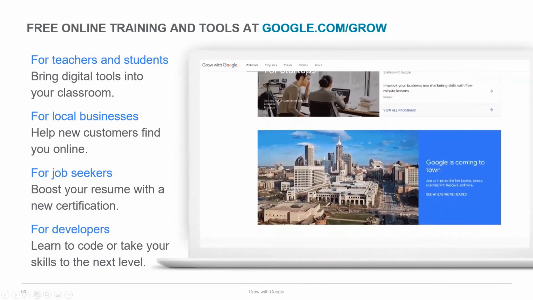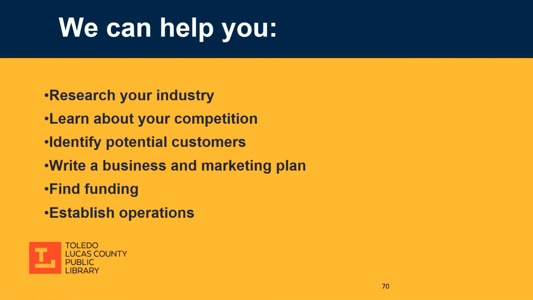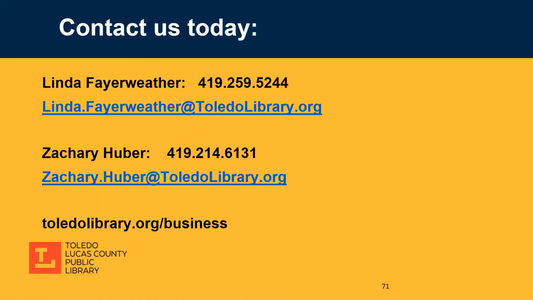The last thing I did want to touch on here today before we're done is just some of the services that the library offers. Besides programs like this, we can help you research your industry, learn about your competition, write a business plan or a marketing plan, and find funding and establish operations. So if those are some of the areas that you'd like some help with, we are here for you. This is our contact information. You can call or email either Linda or myself, or go online and see some of our resources. We do one-on-one assistance with business owners or aspiring entrepreneurs.